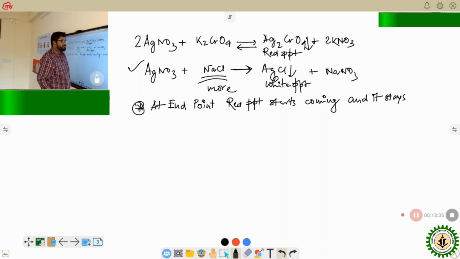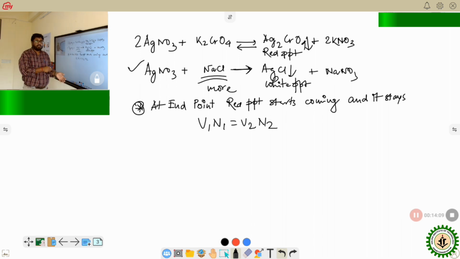That's most important, because previously also we have observed the red precipitate started coming, but when you check the whole solution, that was vanished. But this time the red precipitate came and it persists. That's most important. So that's how you have to record the volume, how much volume of silver nitrate you have added, and you will use this to determine the strength of the chloride ion, not silver nitrate.